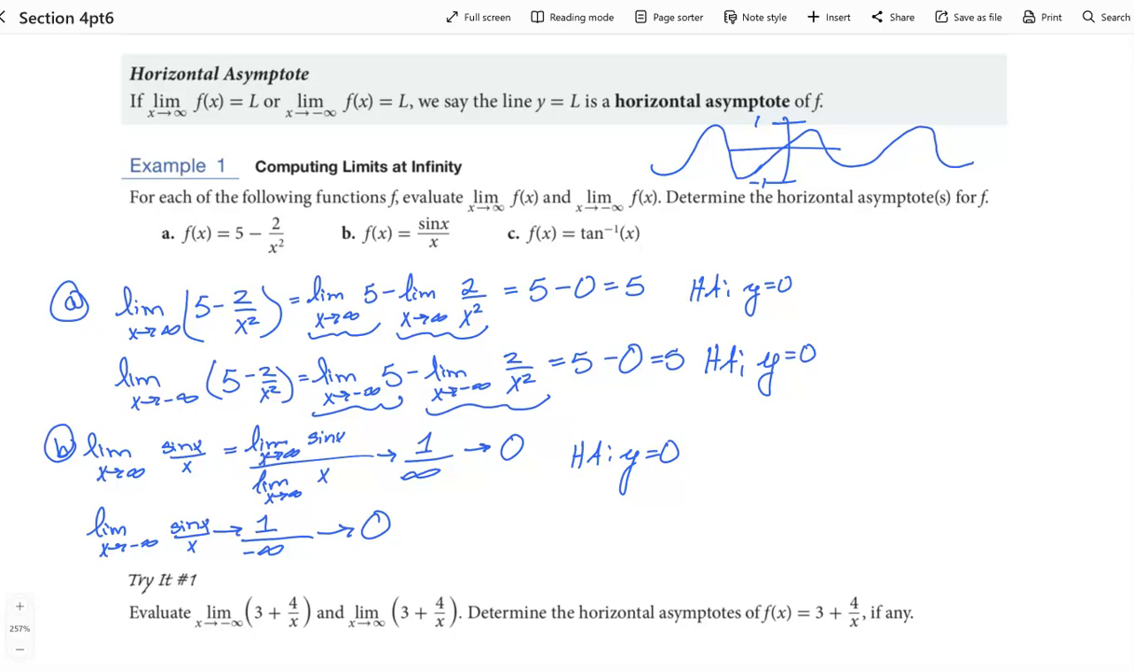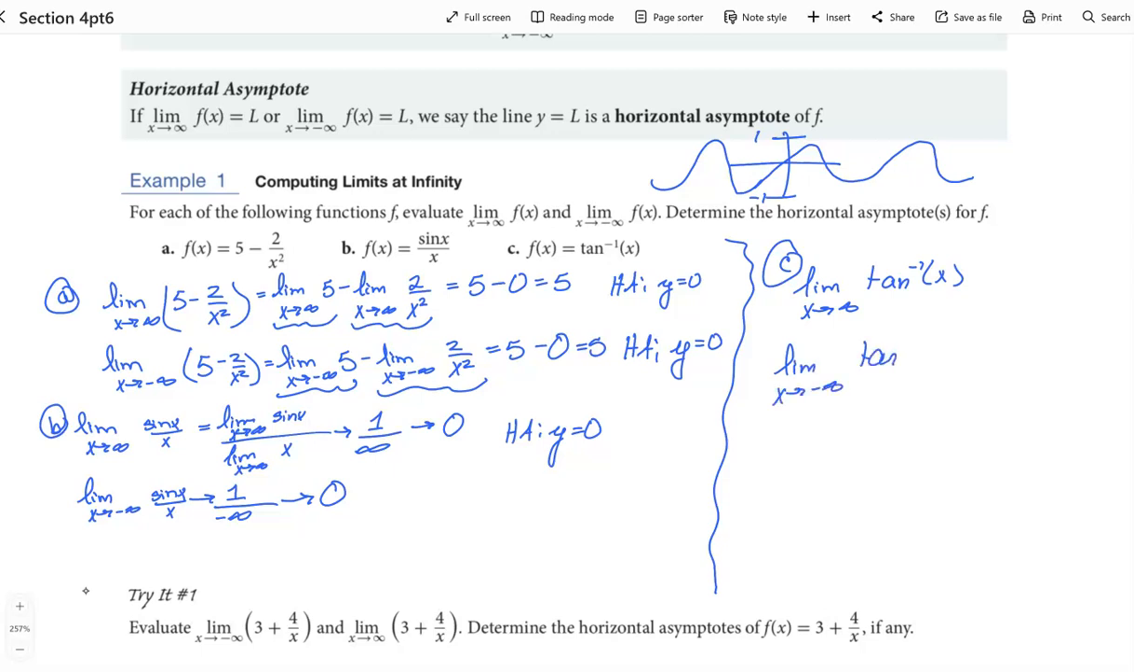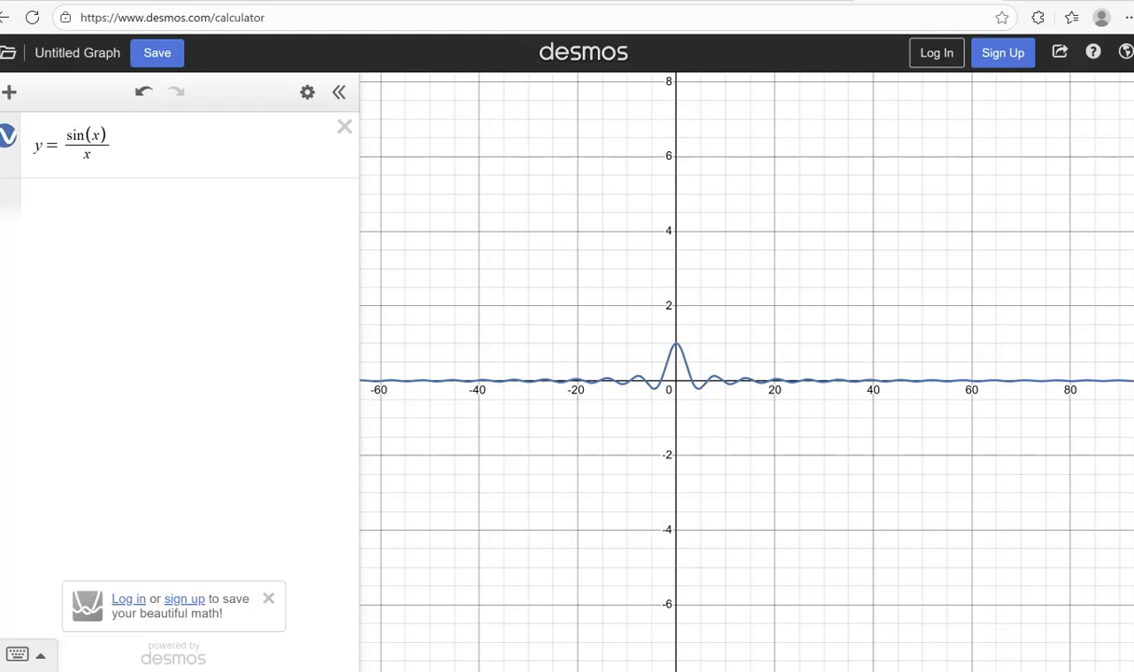And then let's look at that last one. Draw a line here, and we will look at C. We're going to take the limit as x approaches infinity of the arctan, and then the limit as x approaches negative infinity of the arctan. So I'm going to start this one by graphing it.